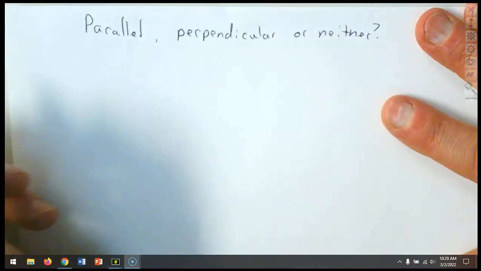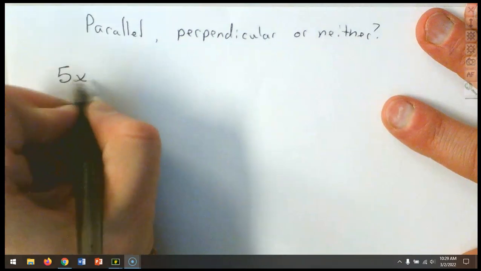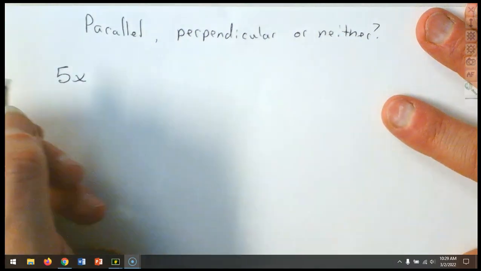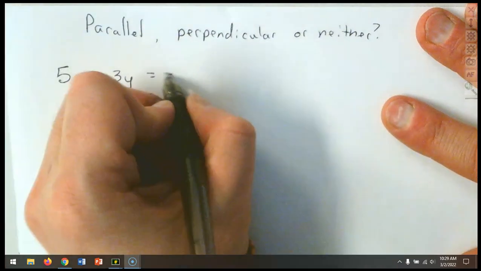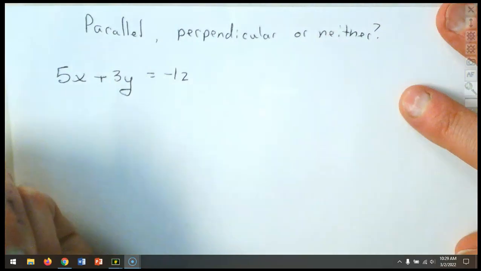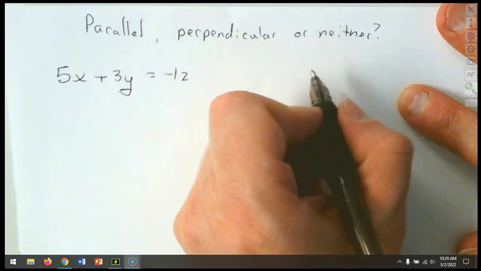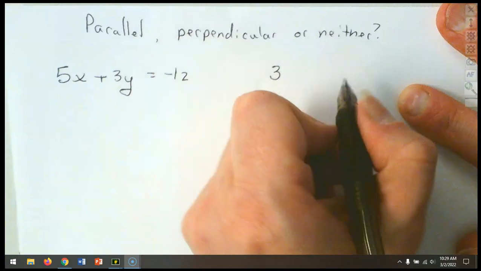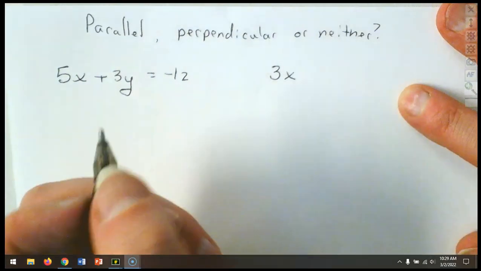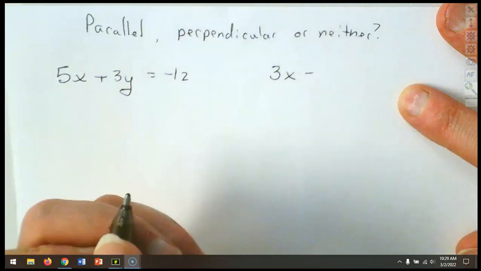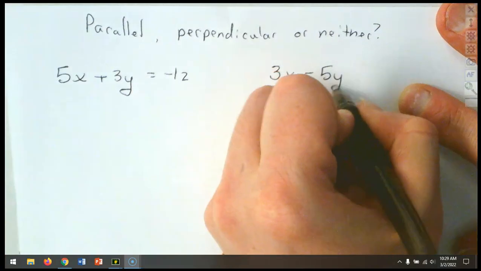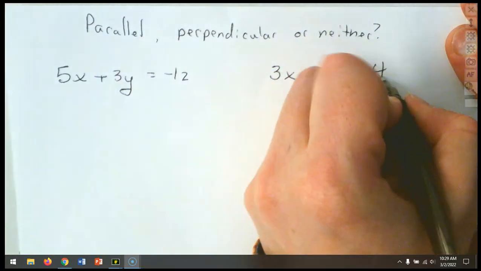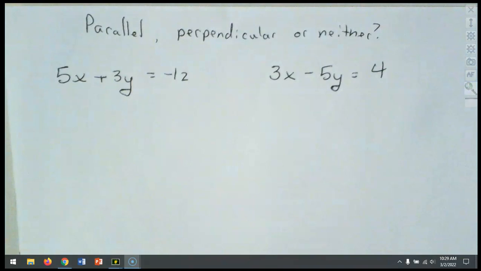You may have to solve them for y. So let's look at this one. Let's say 5x plus 3y equals negative 12. And how about 3x minus 5y equals 4. Let's see if these are going to be parallel, perpendicular, or neither.